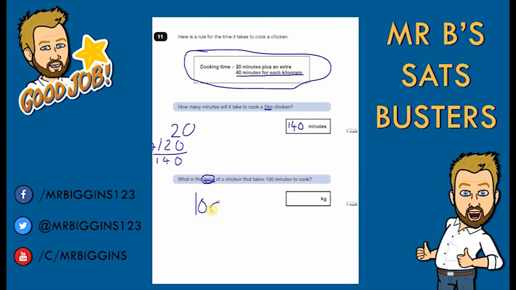Okay, so we need to take 100. We know every chicken takes 20 minutes, okay, so we'll take that off and we'll get 80. So now we know that it takes 40 minutes for each kilogram it weighs. So I'm going to keep taking 40s off 80 until I get to 0. So I'll take off 40 and I would get down to 40. So that must mean 1 kilogram. And then 40 take away 40, straight away we know that is 0. So that was 2. So the chicken must have had a mass of 2 kilograms.